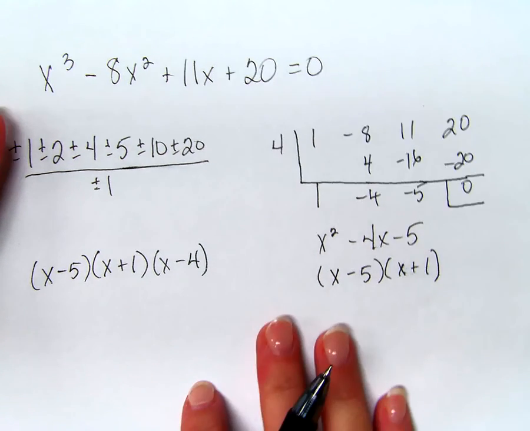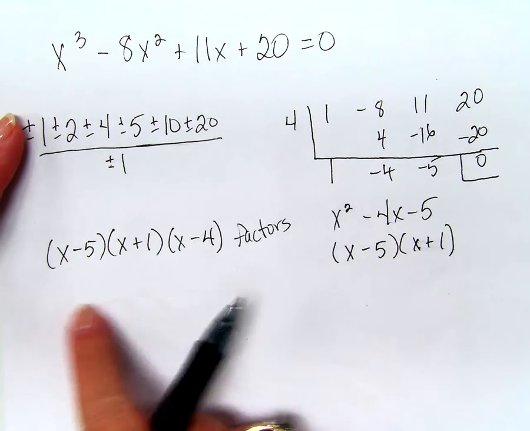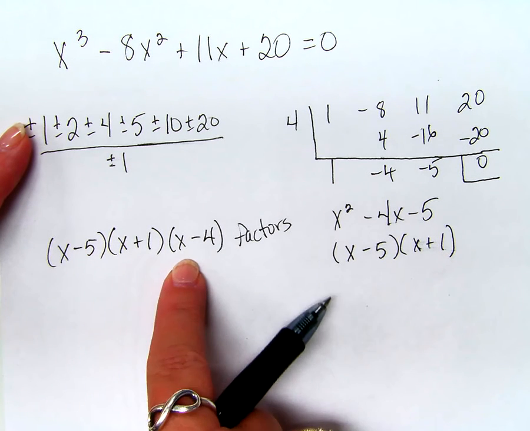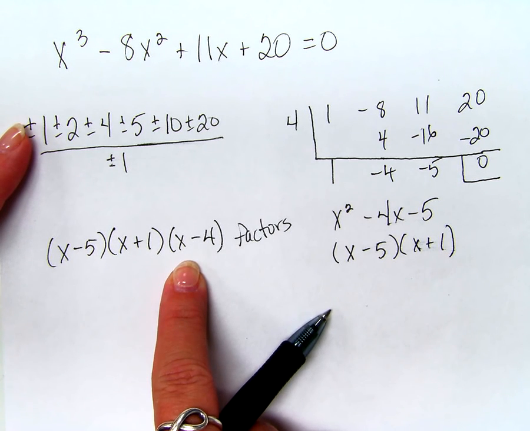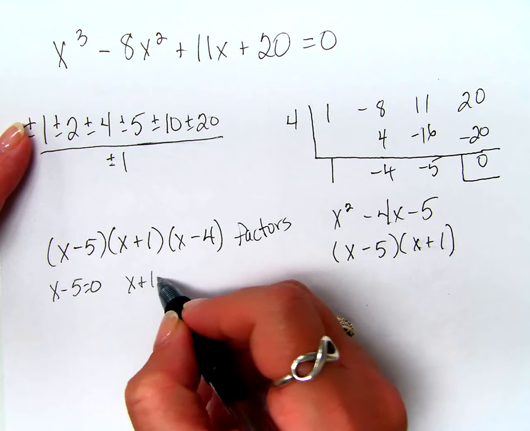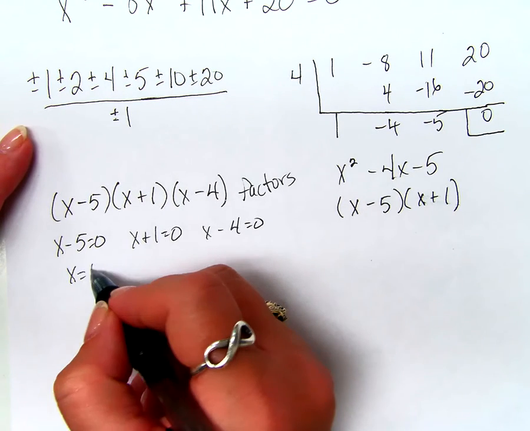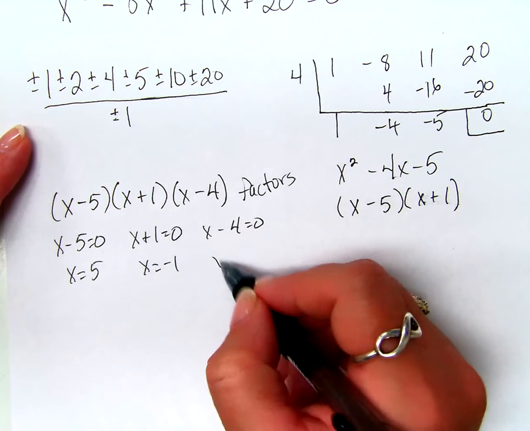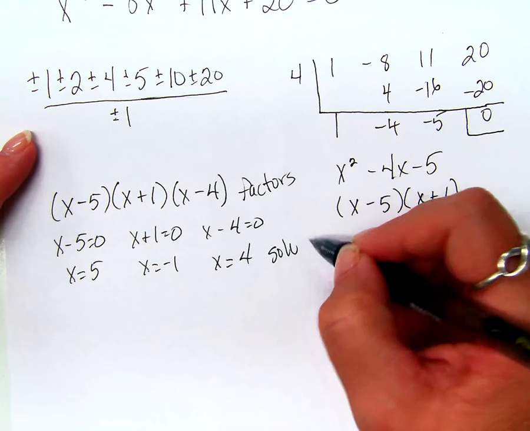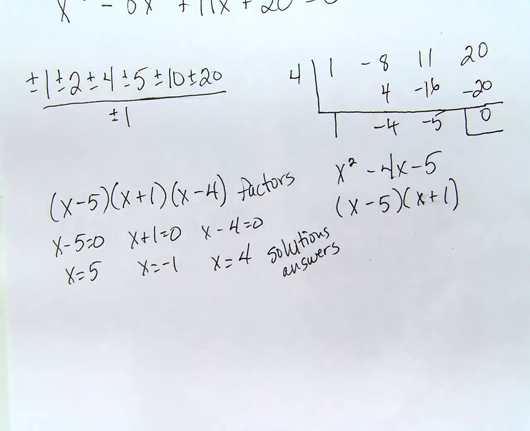Okay? So these are called what? Factors. And then what do we need to do to actually solve this equation? Set each of these factors equal to 0. So if I say x minus 5 equals 0, x plus 1 equals 0, and x minus 4 equals 0, we get x equals 5, x equals -1, and x equals 4. And what are these called again? Solutions, or just answers. Okay?